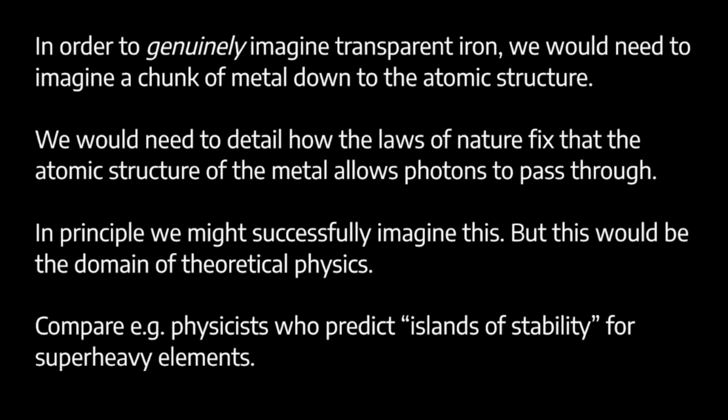So we need to have in our minds some idea of what the atomic structure of this metal is, and then we'd need to show that atomic structure is iron, right? And then we'd also need to show how the behavior of the atoms and the molecules allows photons to pass through. And this is something that no one has ever done. Now, maybe it would be possible in principle to do this, but it would require significant developments within physics, right?